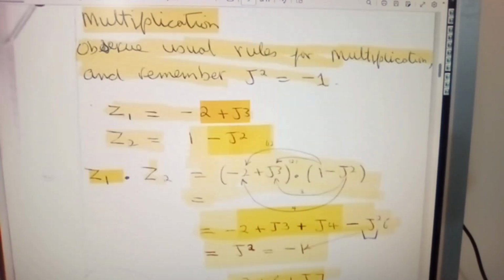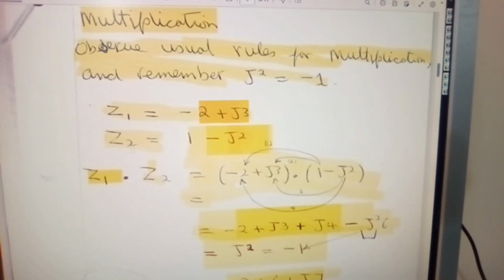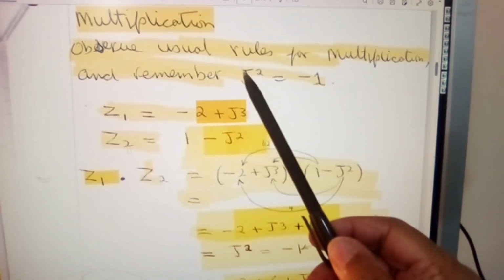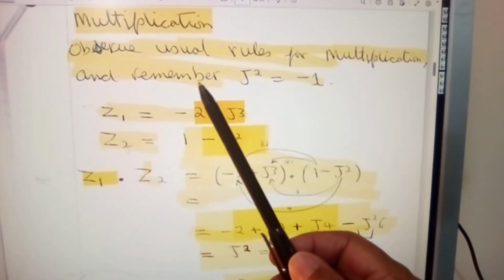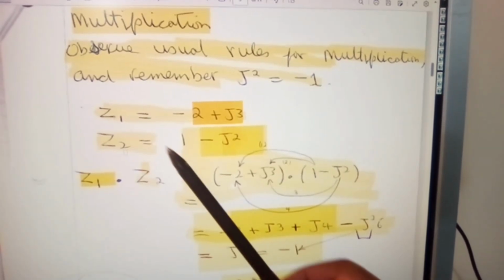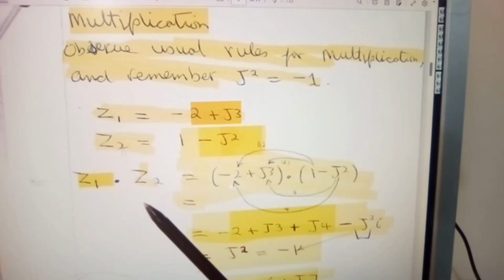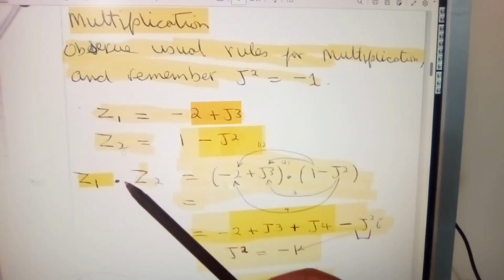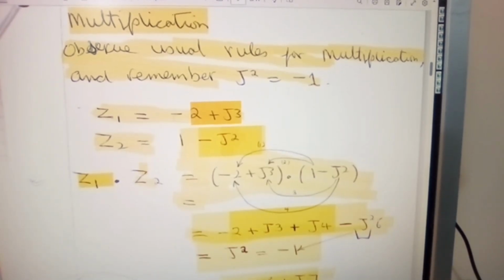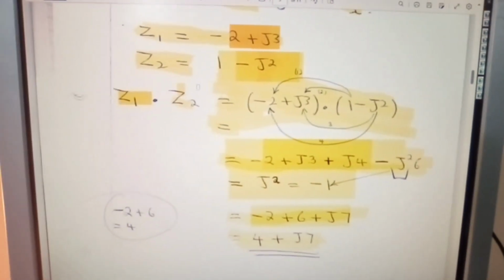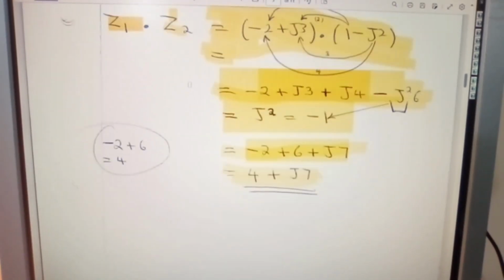Now here we're, as I said, looking at multiplication. Observe usual rules for multiplication and remember j squared equals minus 1. Here I've put down the calculations, z1, z2 equal, etc. We have an AND function here and we proceeded to multiply out the brackets. And that's for you to do yourselves. I won't be doing that for you, as I've done the hard work already.